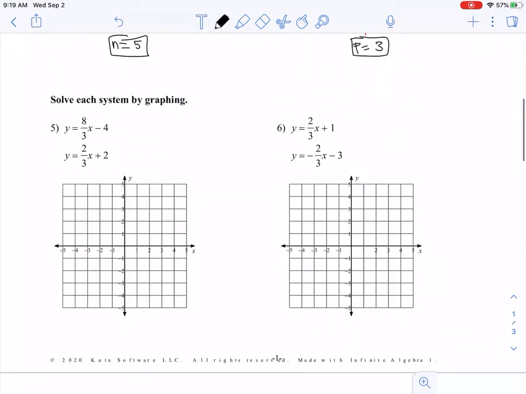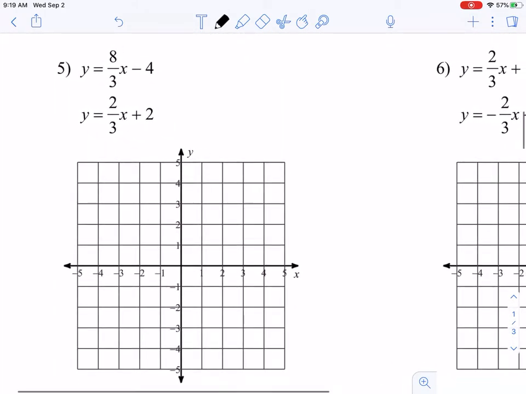All right, I'm going to briefly graph these. I'm not going to write the m or the b for these. We should be able to look at this and identify. If you need to write the m and b down, great. It's not a bad thing, but for the sake of time, I'm not going to do that.